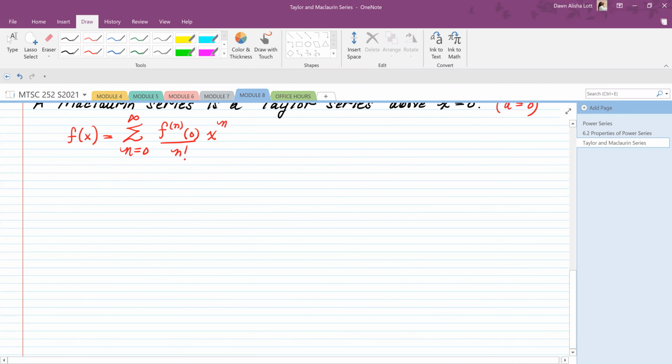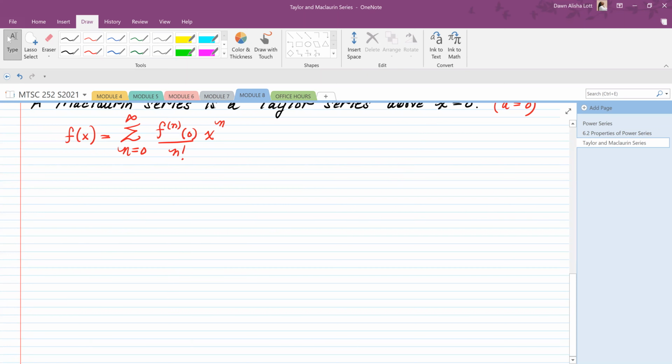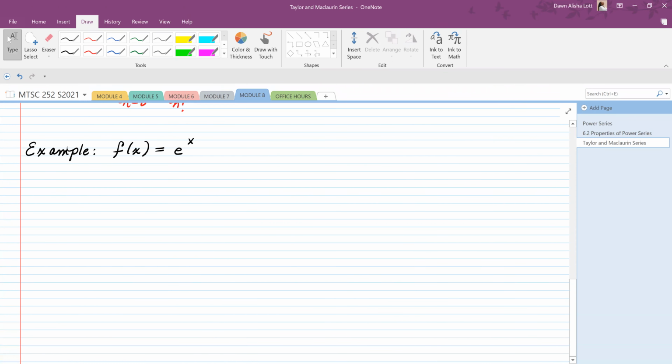Okay, so some of these are easy to find and some are not. So let's derive the first one. The first one is the easiest one ever to derive, and that is the Maclaurin series for the function e to the x. So f of x is e to the x. All right. So I like to make a table.